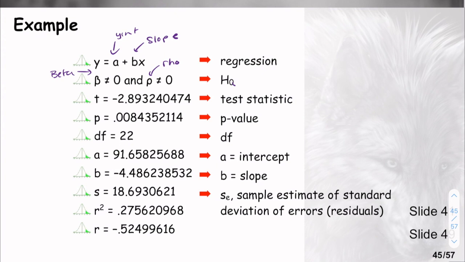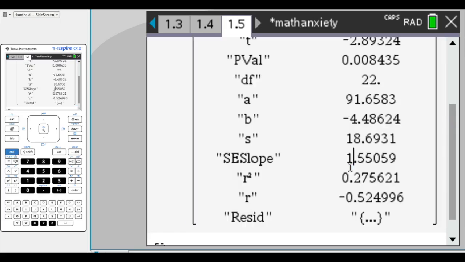Now we get our t statistic, which is negative 2.89. We get our p-value for our slope to be 0.008435. We get our degrees of freedom, which is good. And then we get what we found before with our regression model. We have our A, we have our B, we have our S sub E, or what the calculator will say is S. This is the sample estimate of standard deviation of errors. So S sub E, again, comes up in quite a few formulas. It also gives us our standard error for our slope, which is useful.